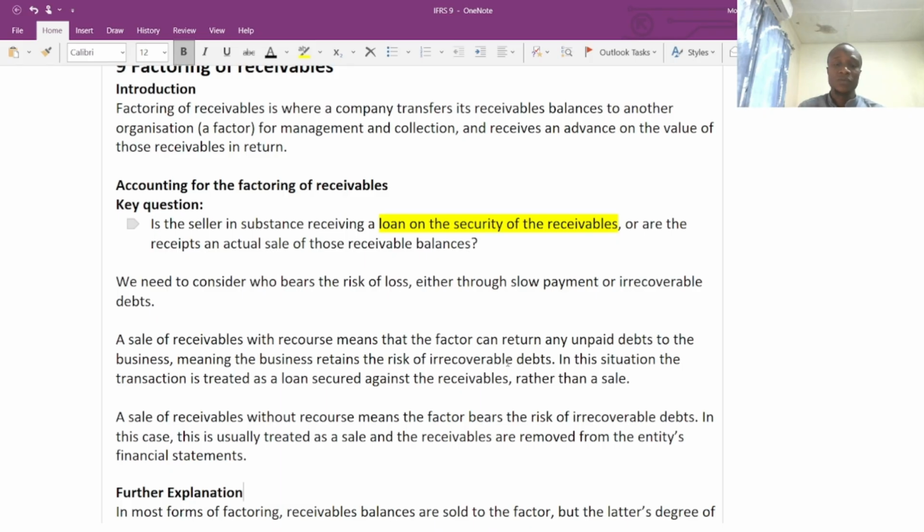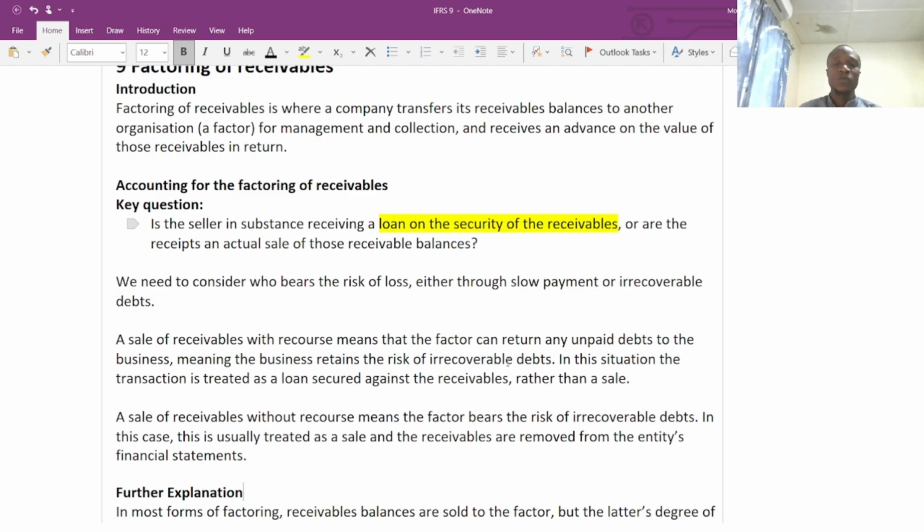Very simple. It means the risk and reward is still with the company because the factor can return any unpaid debt back to the business. So if there's any irrecoverable debt, the business bears the risks. If there is any slow payment, the business bears the risks of slow cash flow, not the factor. So automatically, we are going to account for it as a secured loan, which we are going to account for using a different concept under IFRS 9.